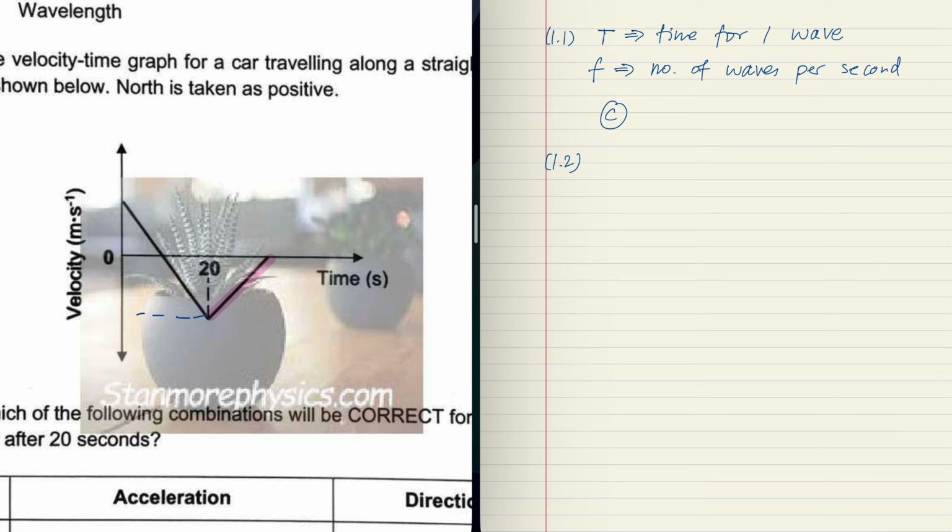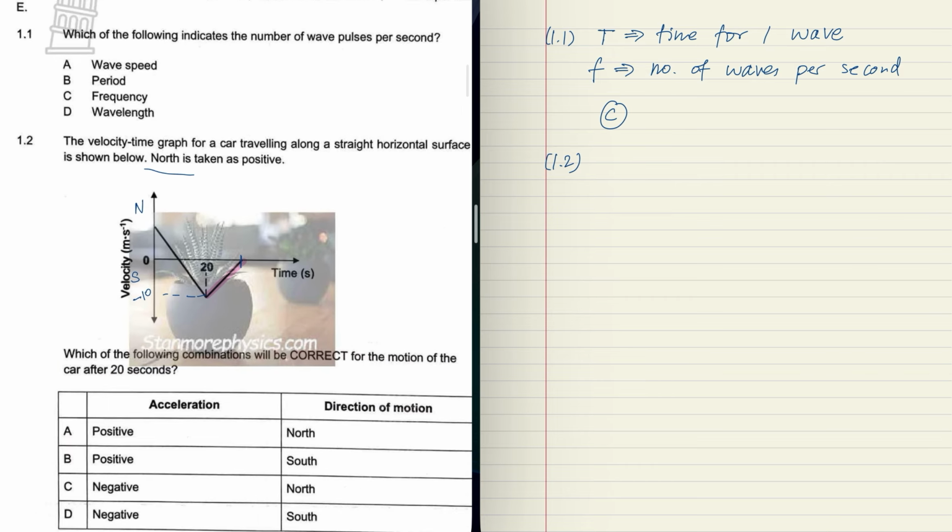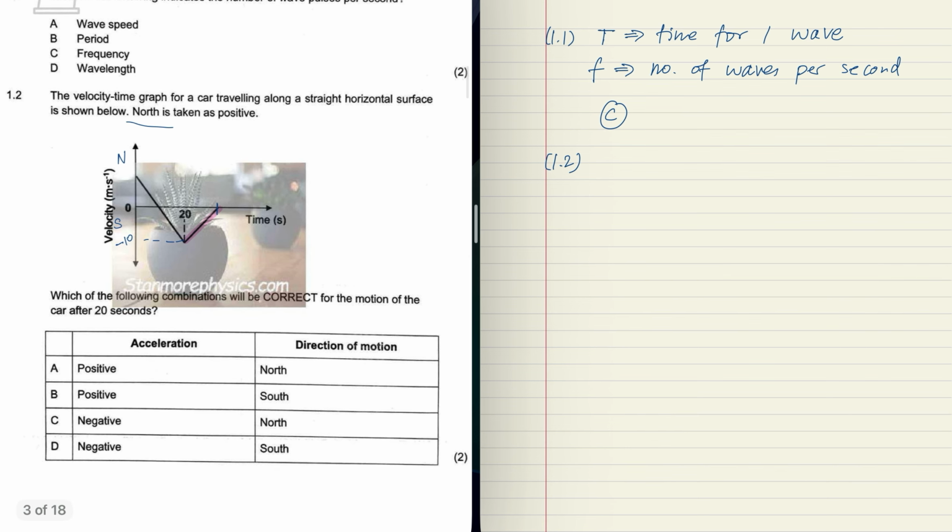So remember, since velocity is a vector, the negative sign just tells us the direction. So let's imagine a value here. Let's suppose that that is negative 10. Now, if they say north is taken as positive, this means that this direction is north and that direction is south. So at 20 seconds, the car is traveling, in this example, 10 meters per second south. And it is then slowing down to a stop.